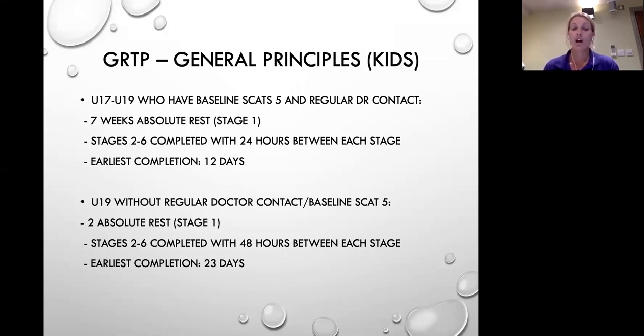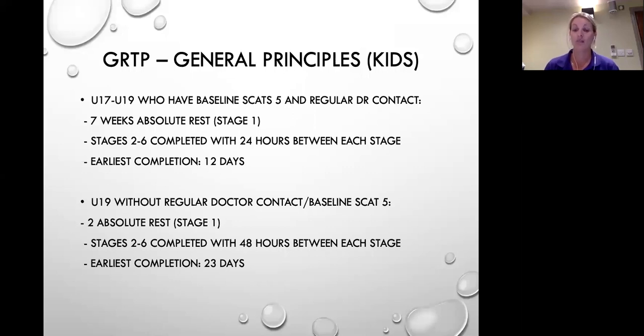Whereas anyone under 19 who doesn't have a doctor contact or a baseline SCAT has to have 2 weeks absolute rest. And where this is key different for the kids, they have 48 hours between each stage going forward. So if they do stage 2 on a Monday, they do stage 3 on a Wednesday. Which means that kids, and this is the majority of children who get a concussion, are off sport for 23 days, which is tough, but it's super important that they don't do the sport during that time.